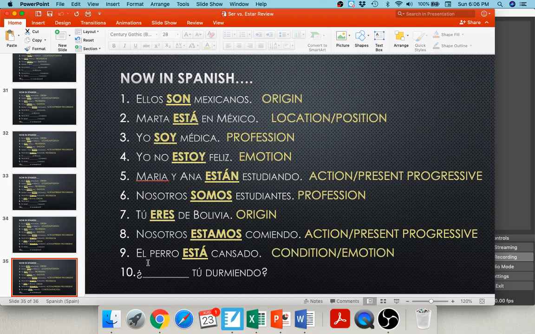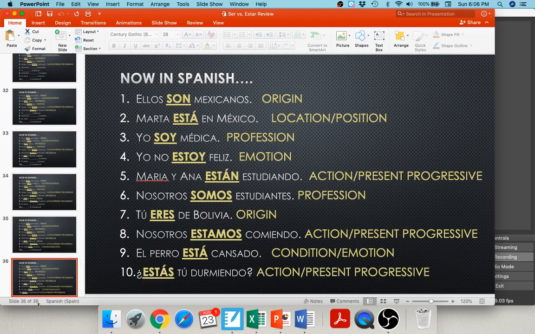And number 10, blank tú durmiendo. Are you sleeping? Sleeping is an action or an ongoing action in this case. We are using the present progressive tense, and we know that estar is always used with that. So in the tú form, we should say estás durmiendo.